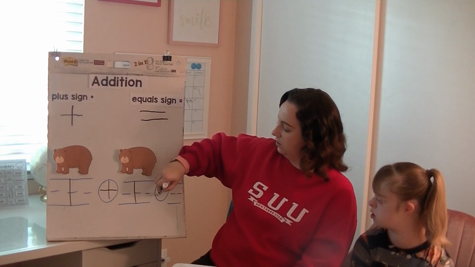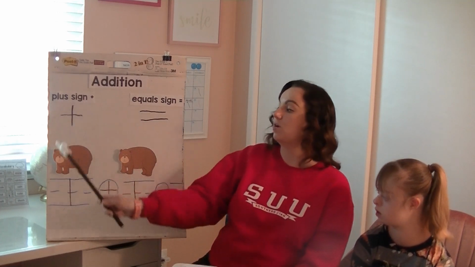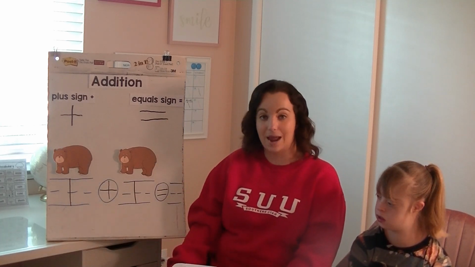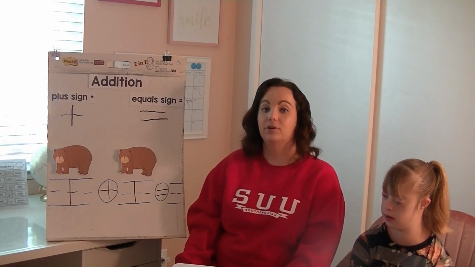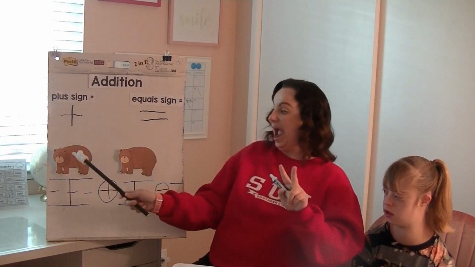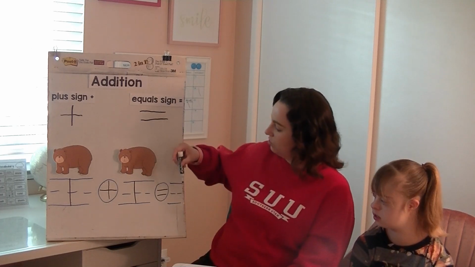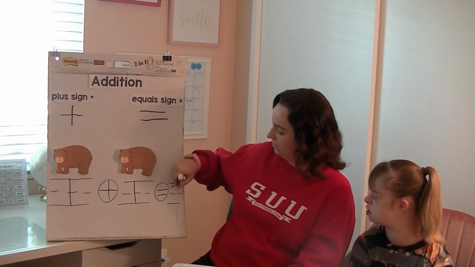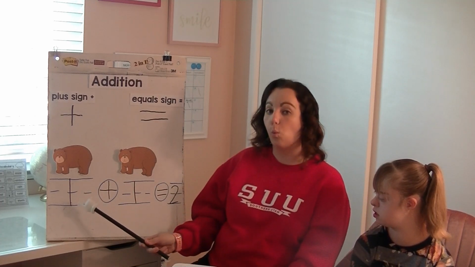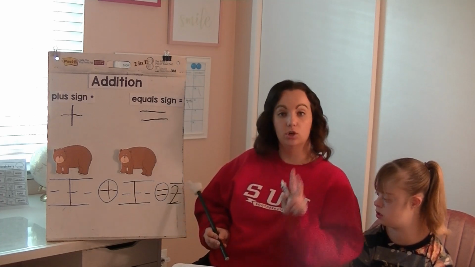Line across, line across. That tells us we need to find out how many there are in all. Let's count all the bears now put together. Ready, set, count, or add up with me. 1, 2. 2. How many bears do I have in all? I say 2. And then I'm going to write my answer over here. Yay. Then I'm going to go back and reread my problem. It says 1 plus 1 equals 2.